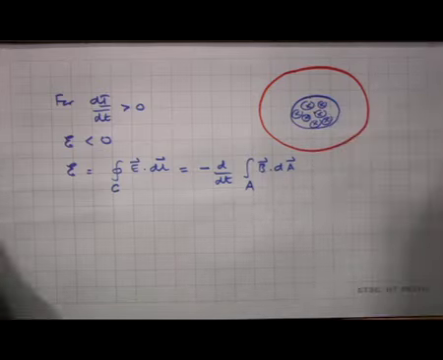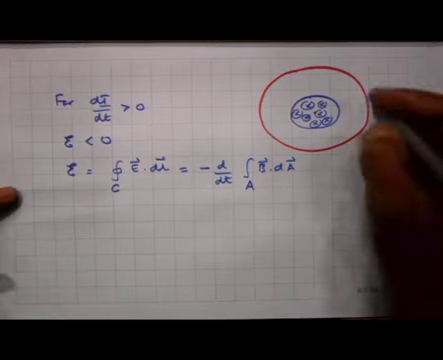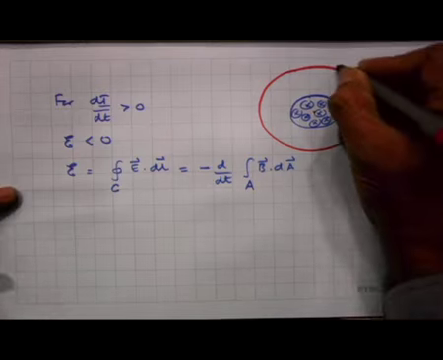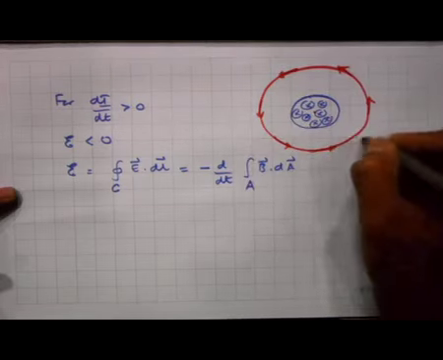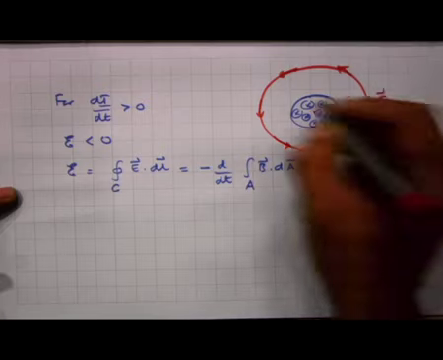So, it must have only an azimuthal component. That means the electric field must be pointing like this, here is like this, here is like this, here is like this, here is like this. So, this is the electric field direction.